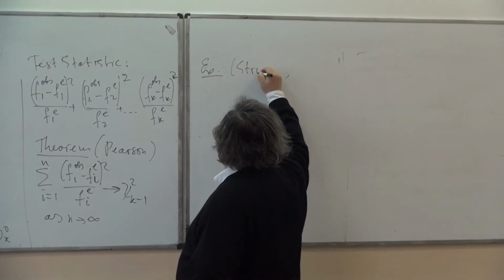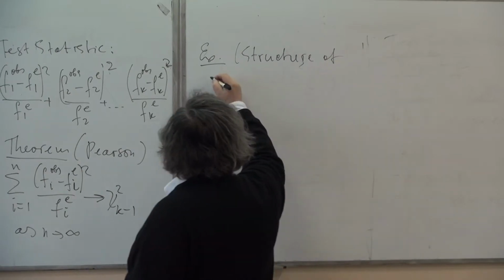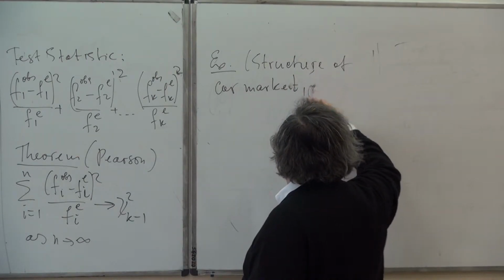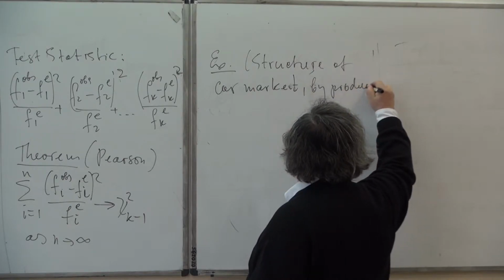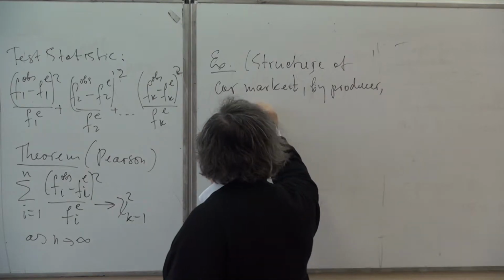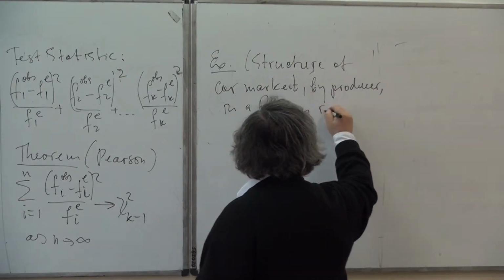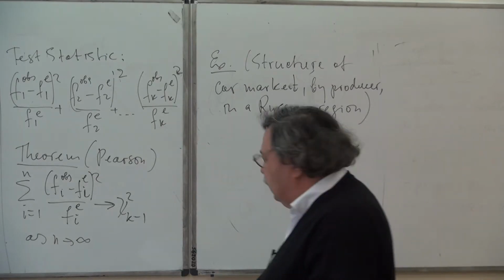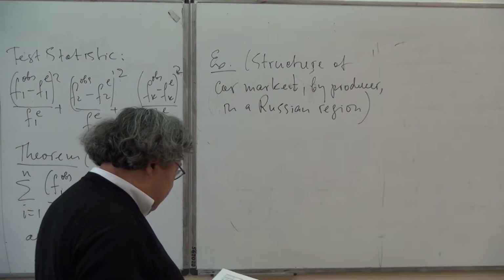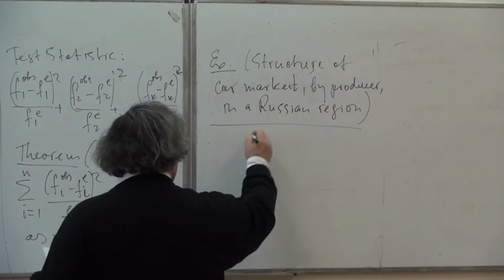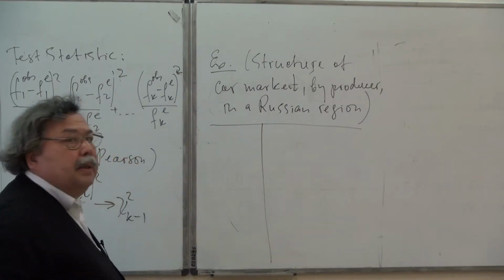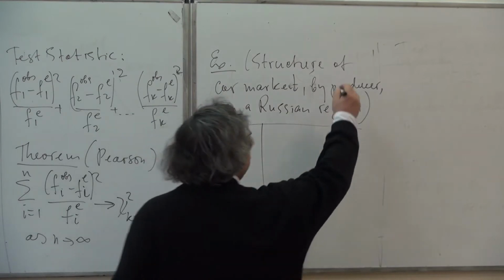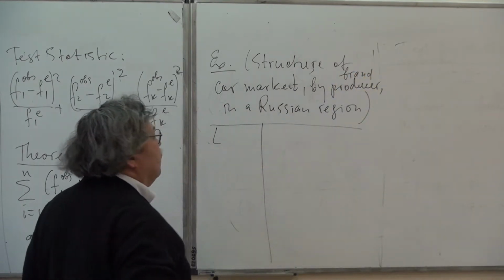It will be about the structure of a car market by producer in a certain Russian region. Okay, Russia has a lot of regions, and this is about one of them. All right. Now let's make up this table. The producers that we include in this table are these, or rather brands. So by brand, not by producer, to be precise.